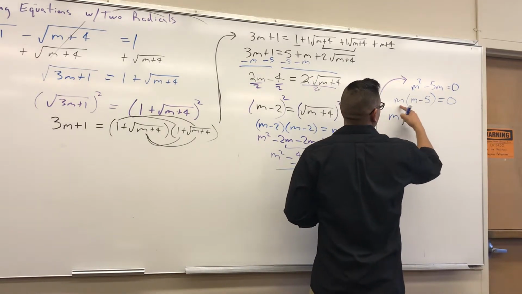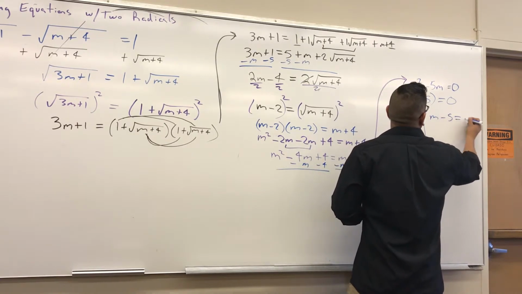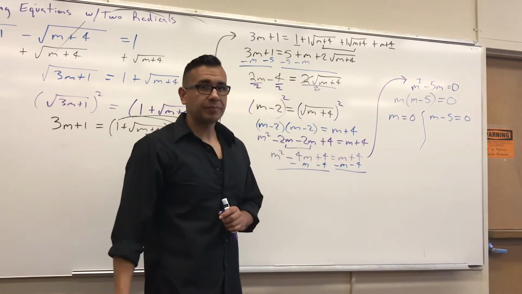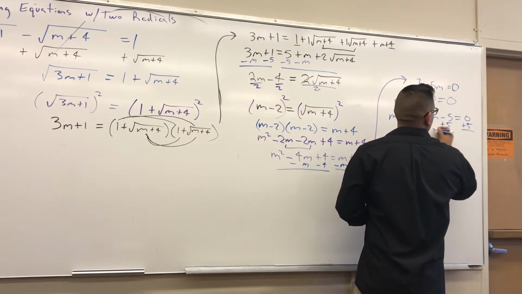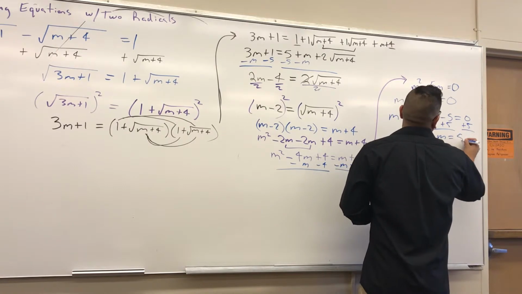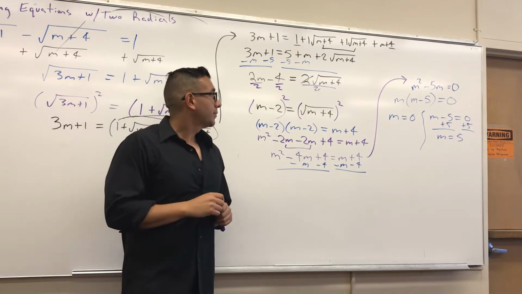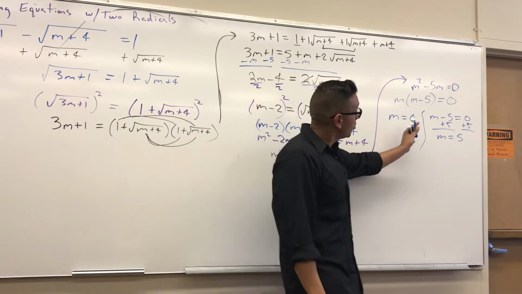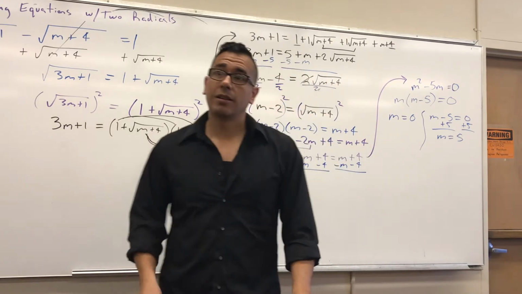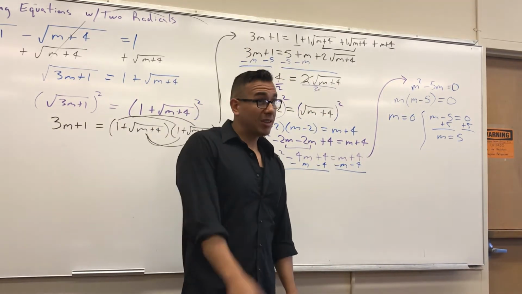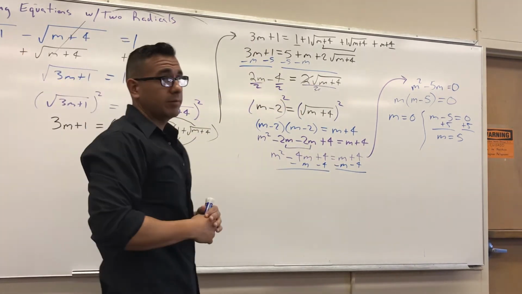So here you set m equal to 0, that's one of my products. And the m minus 5, I'm going to set that equal to 0. So I'm going to add 5 to both sides. And I get m equals 5. So these are my potential solutions, right? These are potential answers. I say potential because I still need to what? Plug them in. I need to check it. So I need to plug them back in to the original.